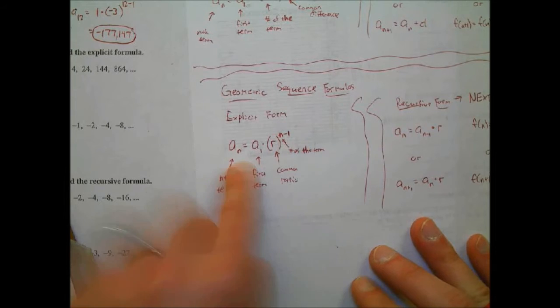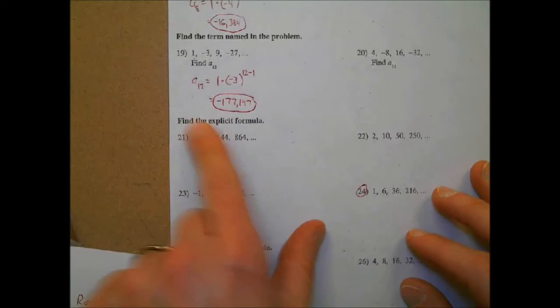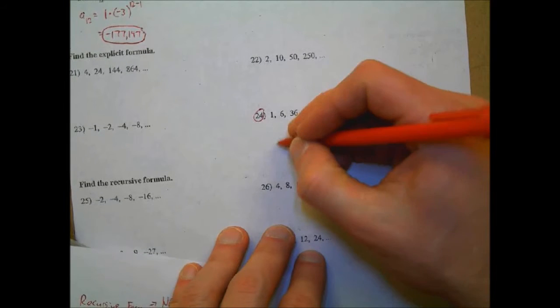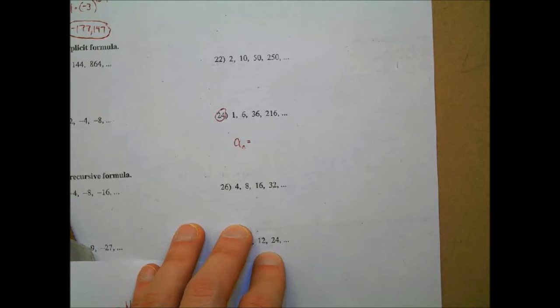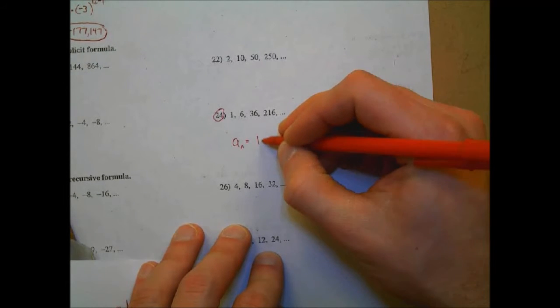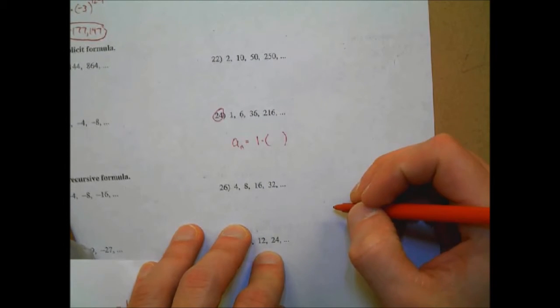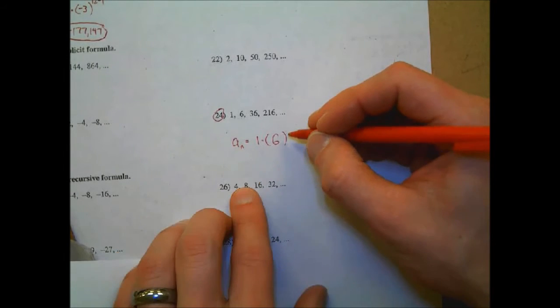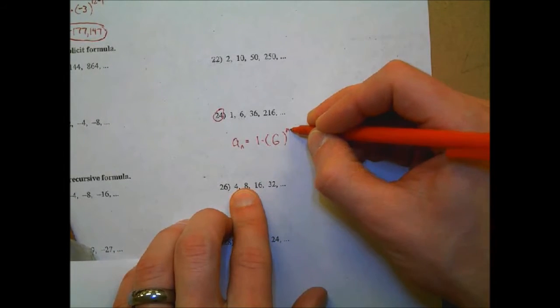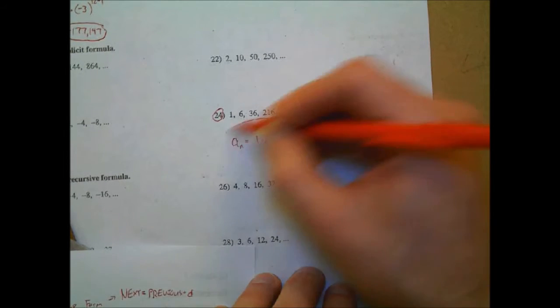All right, so remember the explicit formula? That's this formula right here. So we're not asking for a term. We're just coming up with a formula here. So we'll say a sub n equals, what's our first term for 24? 1 times, what's the common ratio here? 6. And then again, we don't know the term we're trying to find, so we're just going to leave a generic n in there, minus 1. And there's our formula. That's it.